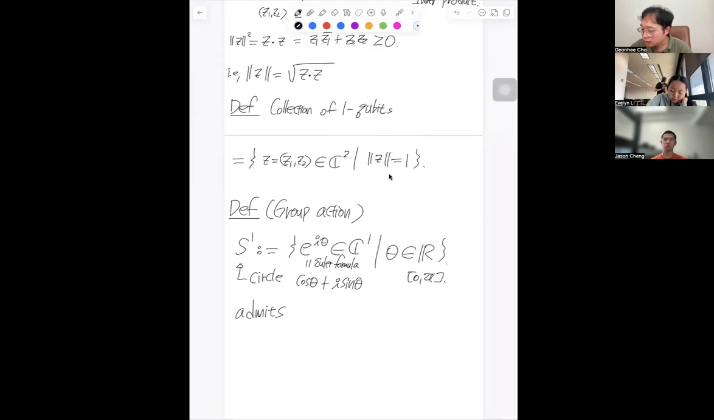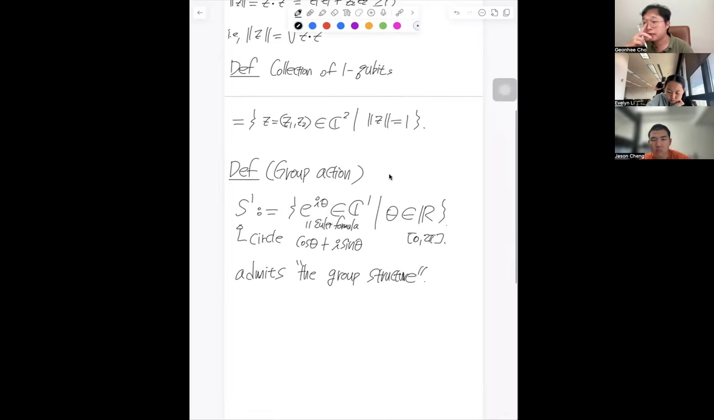And so I'd like to say that S1 admits a so-called group structure. I didn't mean that you should study the group theory of abstract algebra whatsoever. You just need to understand what this means in this context. It means three things.